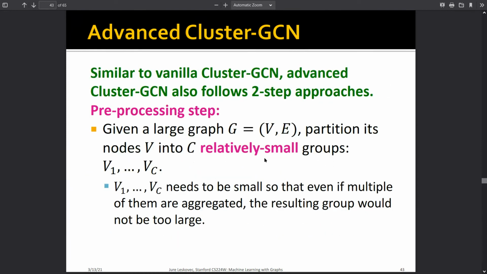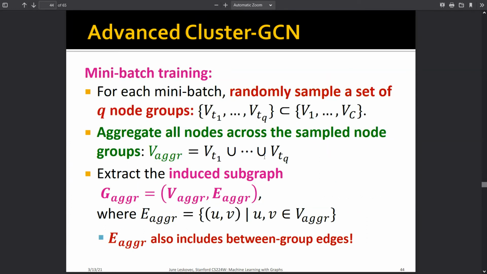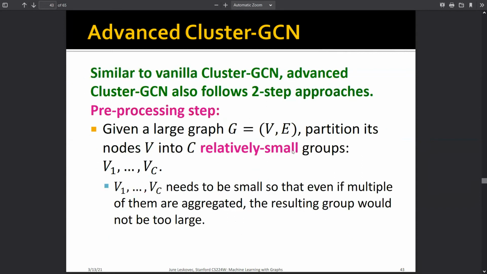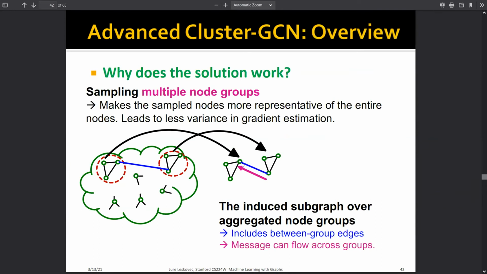So compared with SGD, it's sort of a mini batch one. For each mini batch, randomly sample a set of Q node groups, which is a subset of V1, V2 up to VC, and aggregate across the sampled node groups. I don't understand what this is saying. He's basically taking the union of nodes, right? Although here they're disjoint unions, so you could do plus and get away with it. Then he builds an aggregated graph on top. Since I'm taking a sample, I'm preserving the links between the selected ones too, so they might not be exactly disjoint.